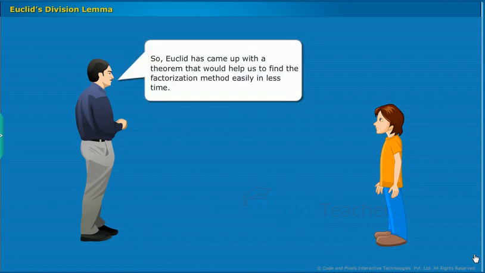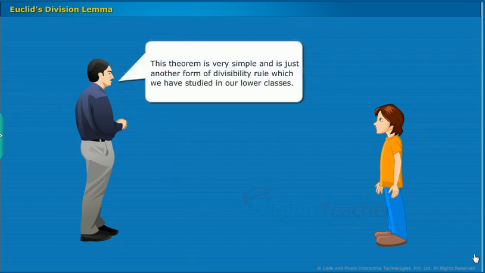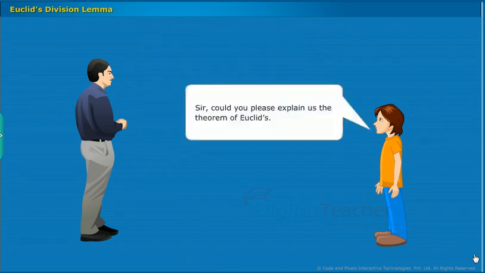So Euclid came up with a theorem that would help us find the HCF more easily, in less time. This theorem is very simple and is just another form of the divisibility rule, which we have studied in our lower classes. Sir, could you please explain to us the theorem of Euclid?